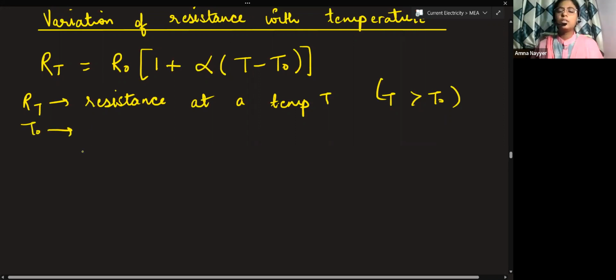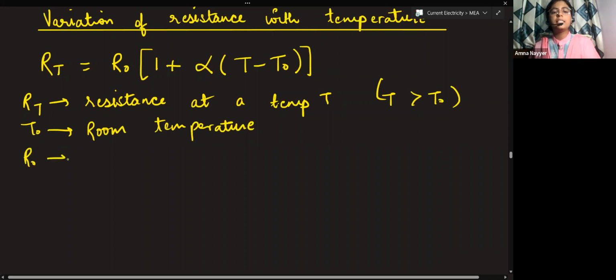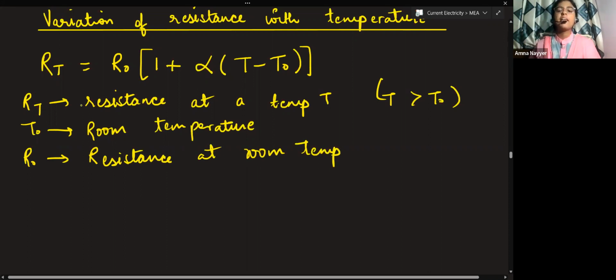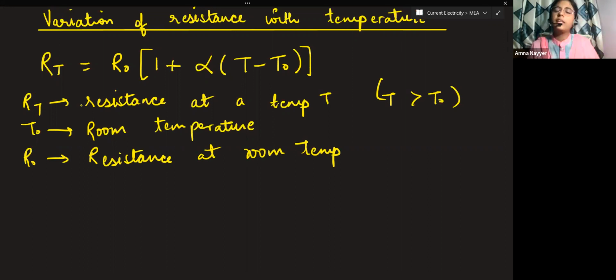Whatever the room temperature is, it is usually 0 degrees Celsius. It is given, but it can give you anything. So the room temperature will be given to you. Then RT is the resistance at a temperature T. R naught is the resistance at room temperature, or some reference temperature that we have taken as T naught.